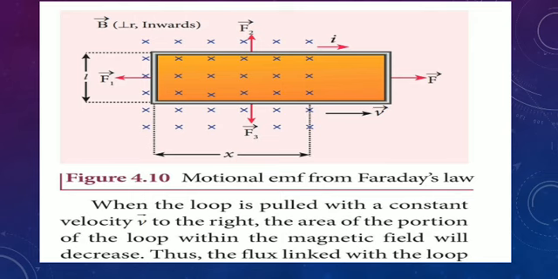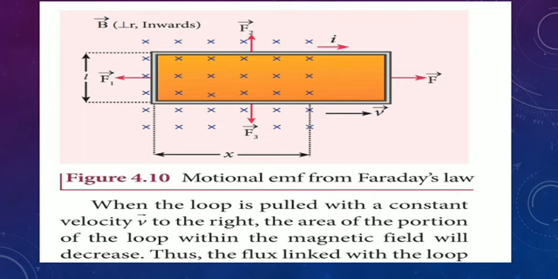So here the forces are: this side experiences a force F1, this side experiences a force F2, and this side F3. These three sides experience a force because the object moves from left side to right side. The length here I am taking as L, and the distance moved by the loop is X. When the loop is pulled with constant velocity to the right side, the area of the portion of the loop within the magnetic field will decrease.